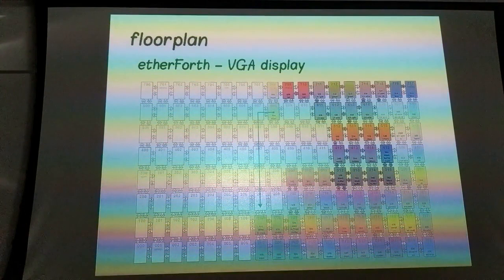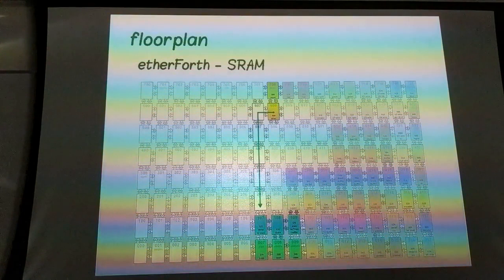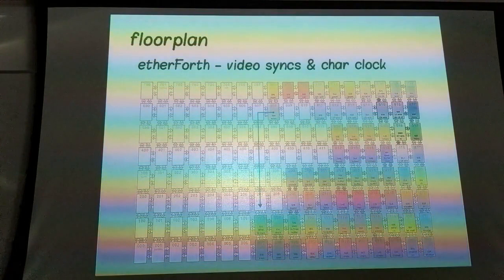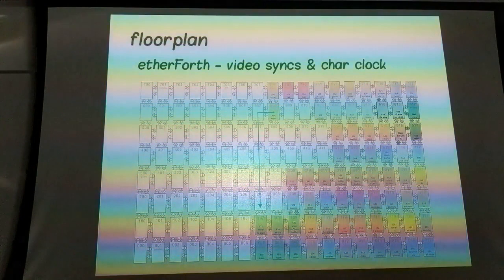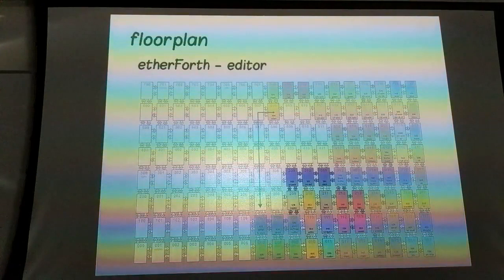Here we have a SRAM controller with an arrow indicating how source blocks are loaded into SRAM from a PC with the help of Ether. In the future, it will be loaded from either onboard flash memory or from an MMC card. Here is the USB host and keyboard controller, and this part generates horizontal and vertical sync signals as well as character clock, which is fed into node 715 internally, so we don't need any external wire. It uses the USB oscillator as its clock source. And the last part is an editor, which I am going to show in action now.